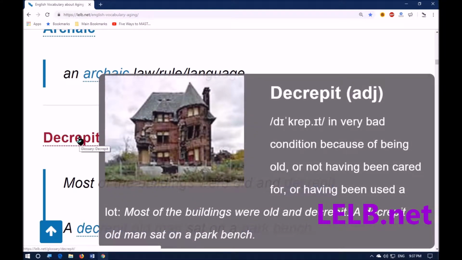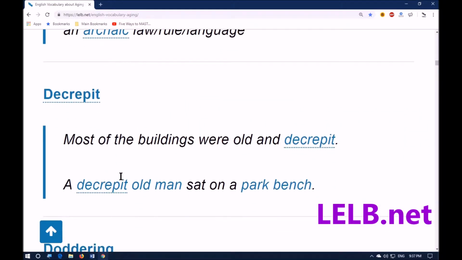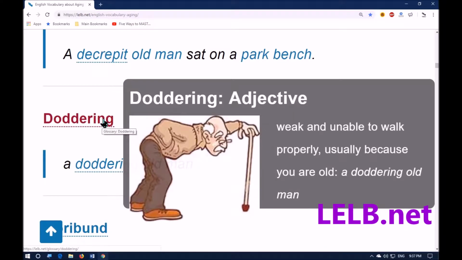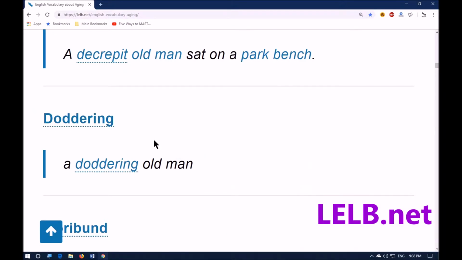Decrepit. In very bad condition because of being old or not having been cared for or having been used a lot. Worn out, you could say. Most of the buildings were old and decrepit. A decrepit old man sat on a park bench. Doddering. Weak and unable to walk properly, usually because you are old. So doddering and decrepit make good synonyms. A doddering old man.